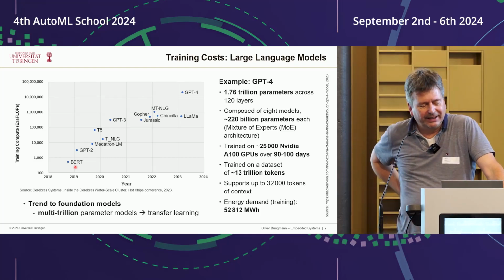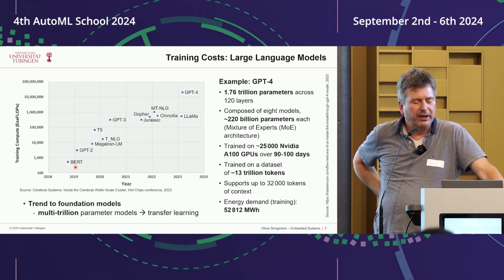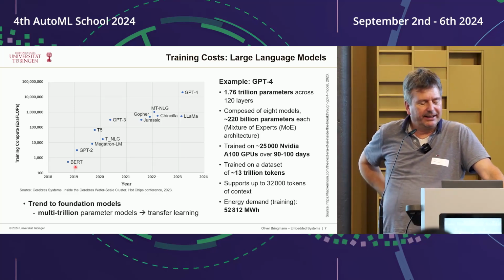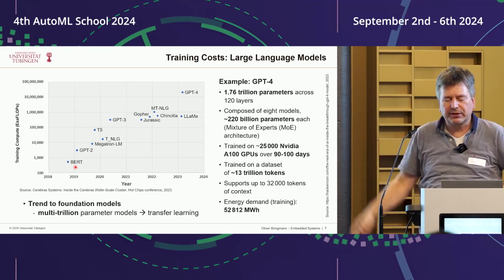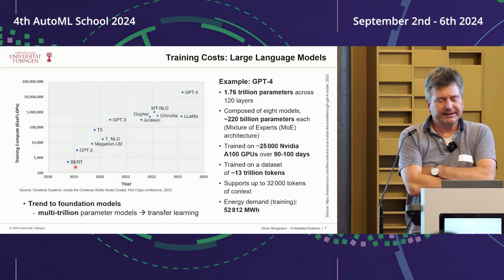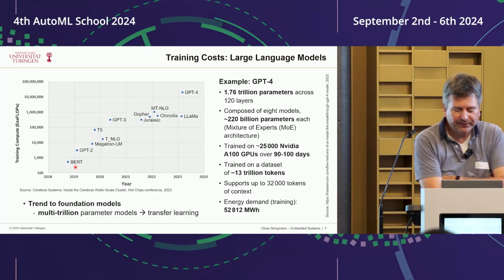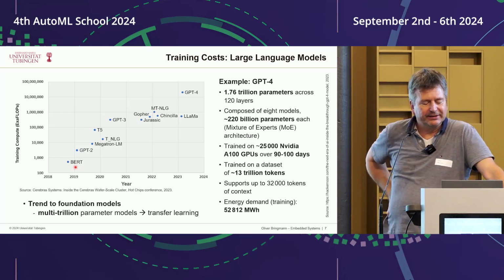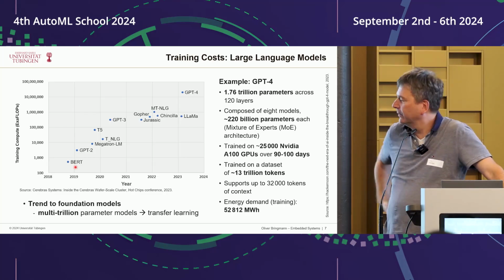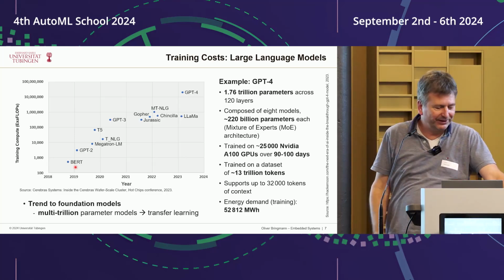Some complexity discussion here in terms of GPT-4. It's a model of about 1.76 trillion parameters, and actually they are composing 8 models, each 220 billion parameters, trained on 25 NVIDIA A100 GPUs in 90 to 100 days. The energy cost for that training was about 53,000 megawatt hours, so it's quite high.